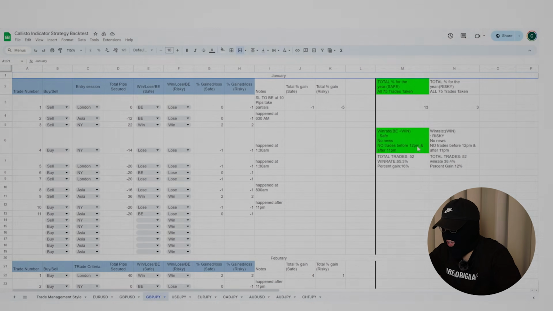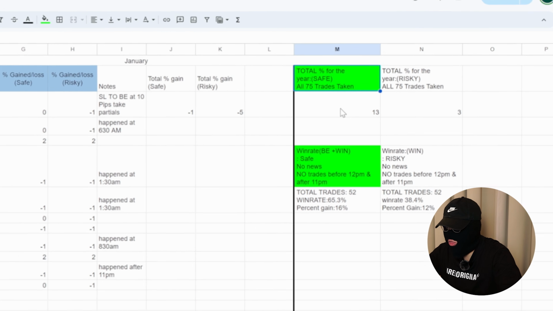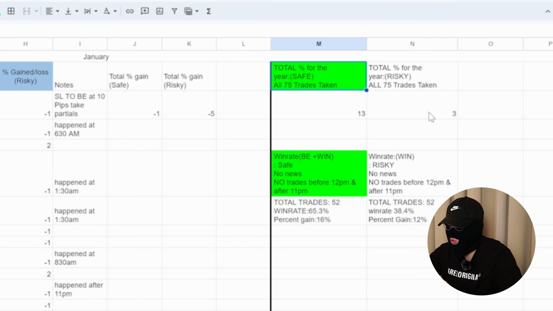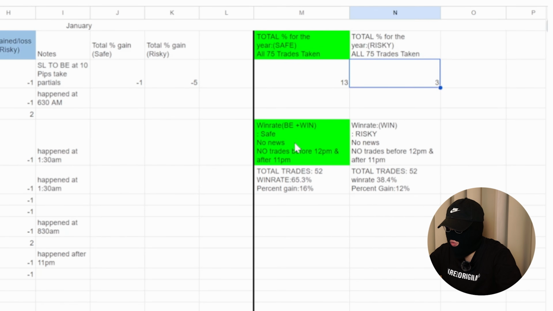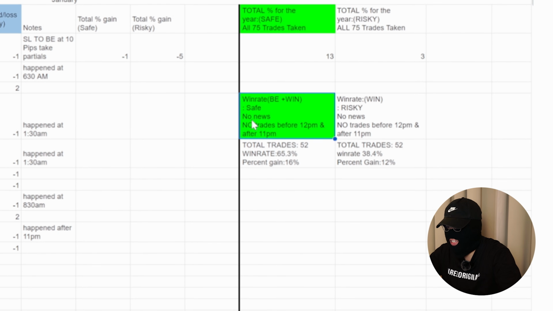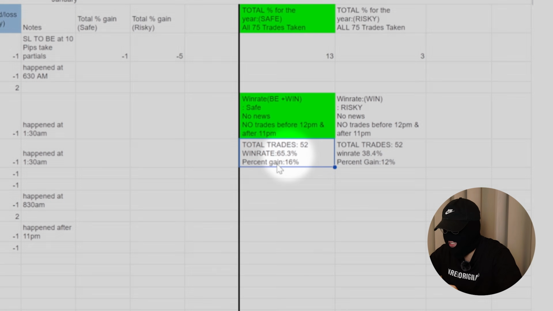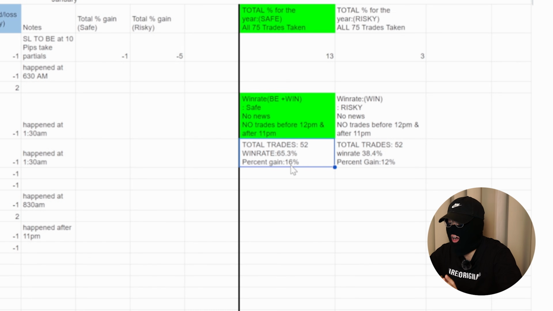Here we can see that if we take all 75 trades given throughout the year, it would be up 13% using the safe method and only 3% up using the risky method. Now, if we include no news trading and trading within our 12 p.m. to 11 p.m. trading time period, the safe method has a win rate of 65.3%, giving us a total of 16% gain, already increasing our amount we earn.